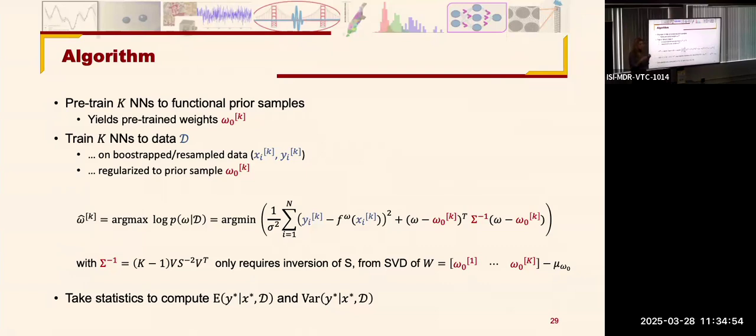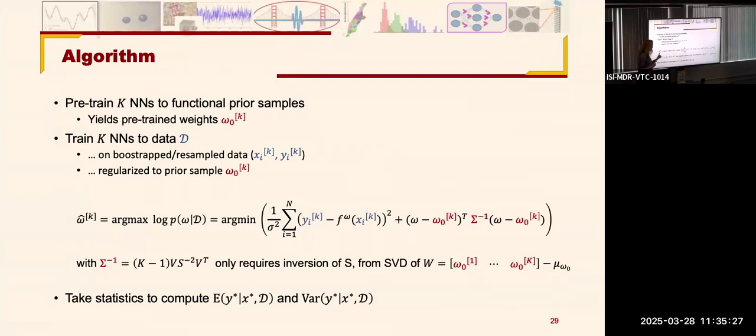So first we pre-train our ensemble of neural networks to our functional samples from the functional prior. That gives us a set of pre-trained weights. Then from those pre-trained weights, we do our little SVD decomposition, we get our low rank matrix. And then we train all these networks to the data. Same thing as before, we actually use the resampled data for each of the neural networks. So each of the neural networks sees a slightly different version of the data.